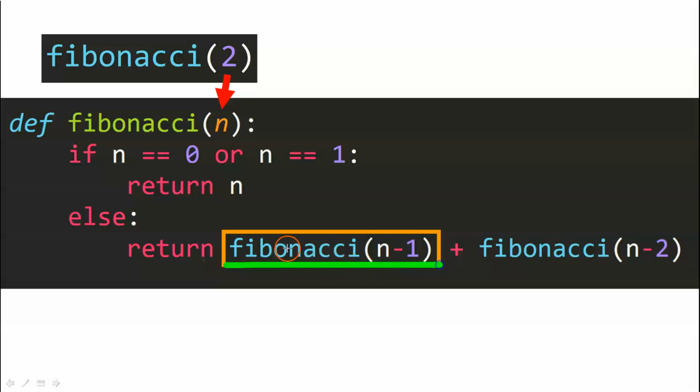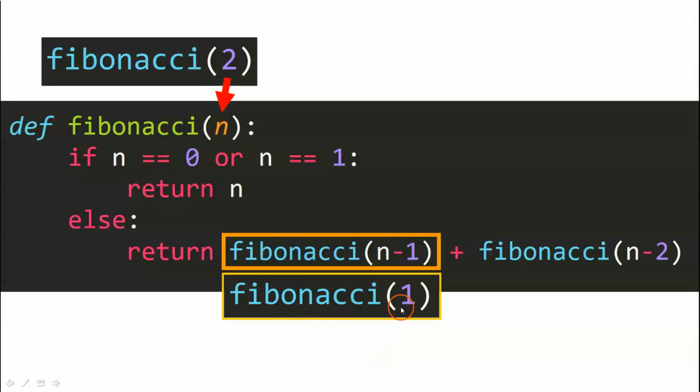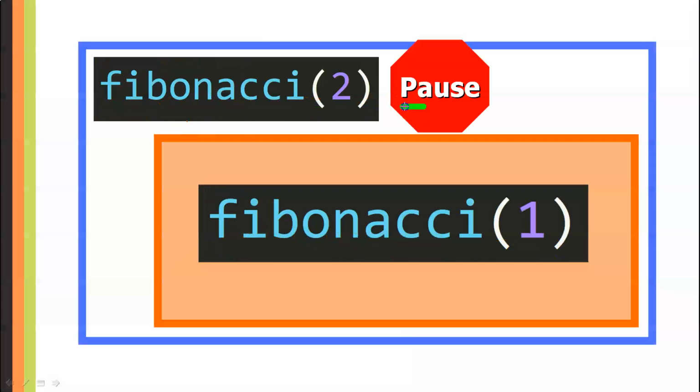So this function call is going to start running, and the process of the main function call is going to be paused. This function call is going to wait until this function call is completed, because it needs to know the value of this function call, the value returned. This is going to be equivalent to calling Fibonacci of 1 in this case, because it's Fibonacci of n minus 1, and n is equal to 2. We are basically going to have a function call within another function call. The main function call is going to be paused until this internal function call is completed.